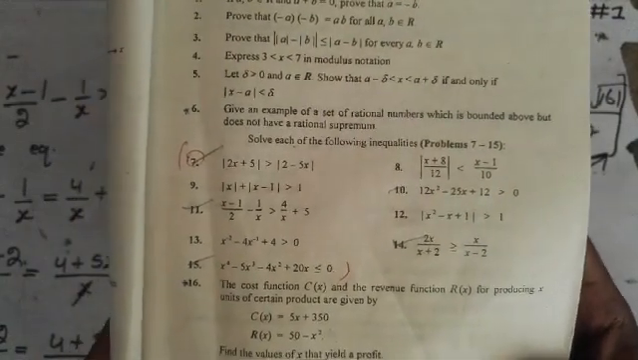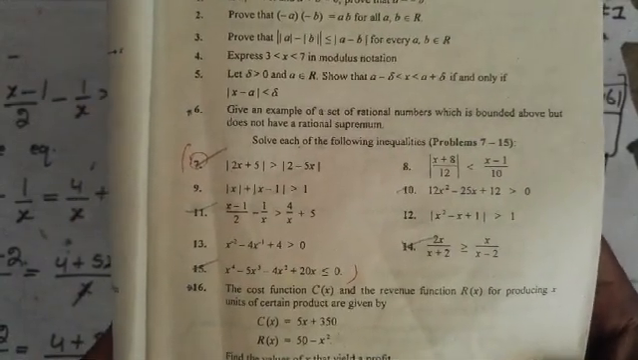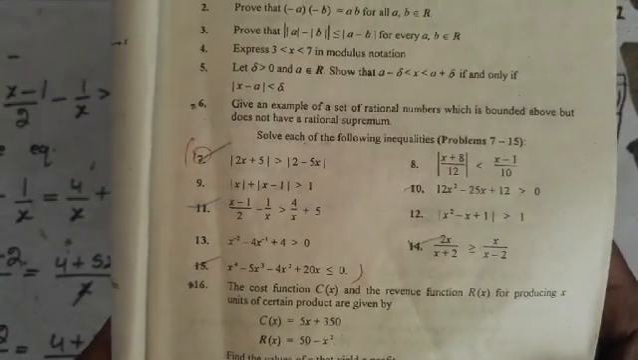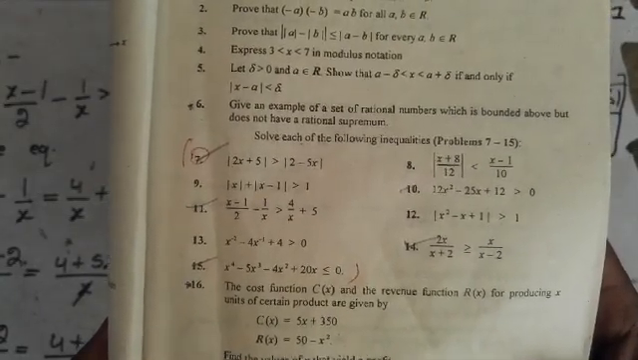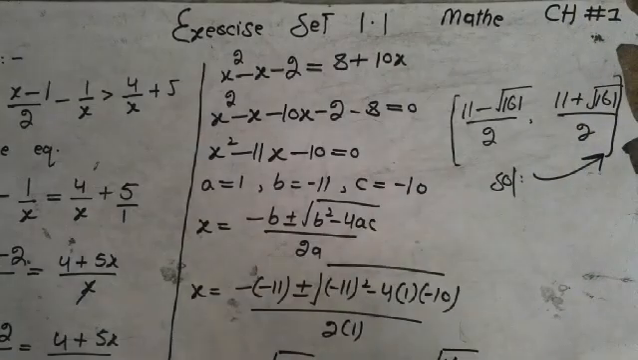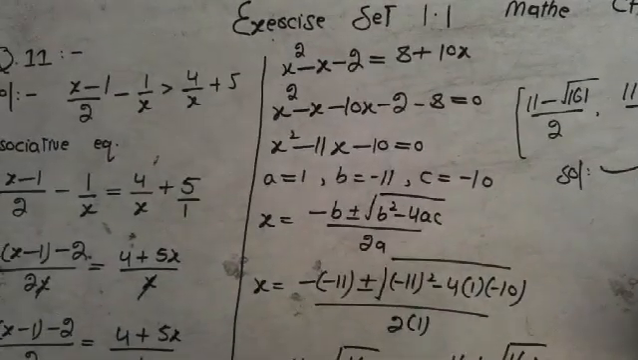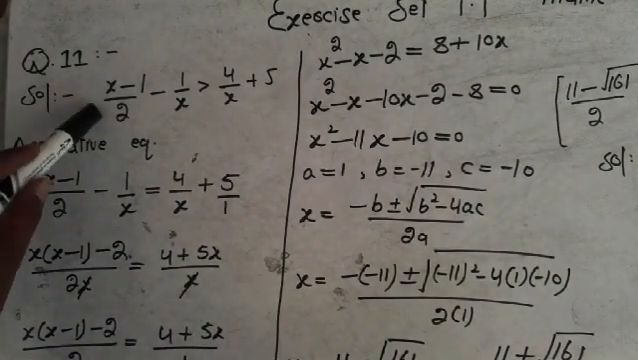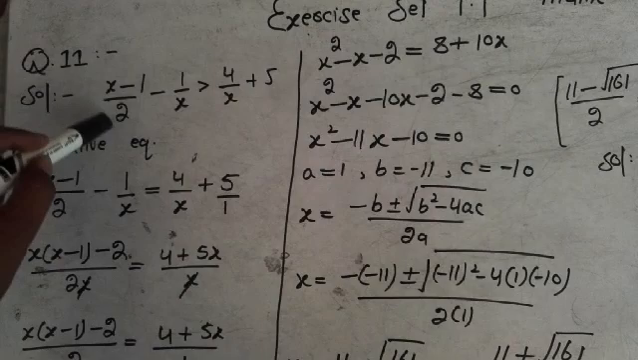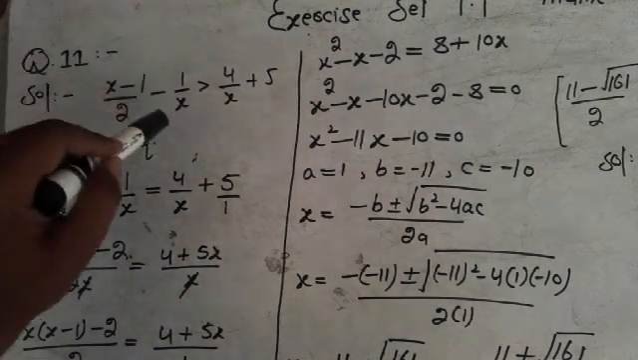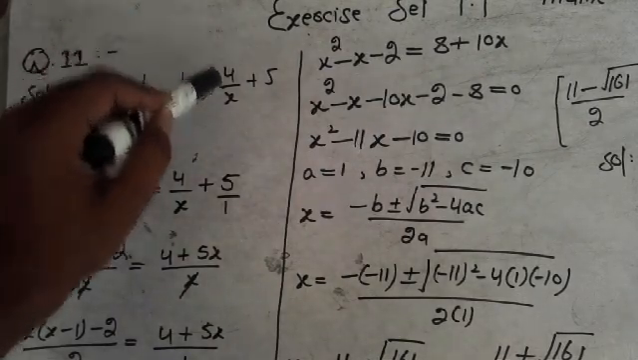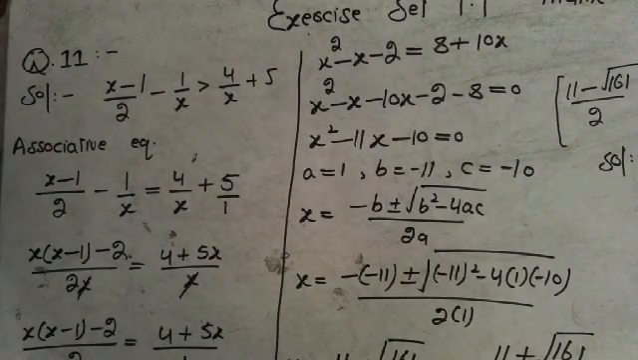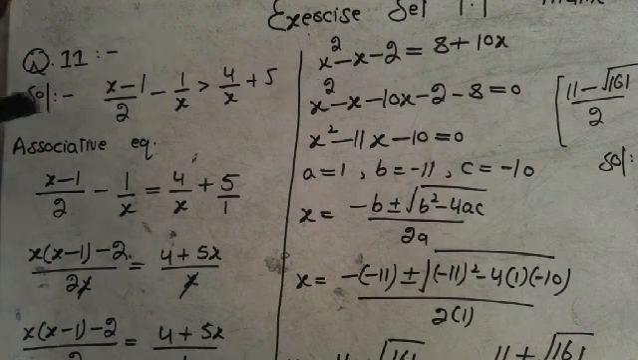So the statement of question number 11 is that (x minus 1) divided by (2 minus 1 by x) is greater than 4 by x plus 5. This is the statement of question number 11: (x minus 1) divided by (2 minus 1 by x) is greater than 4 by x plus 5. First of all, we will make the associated equation of this inequality.